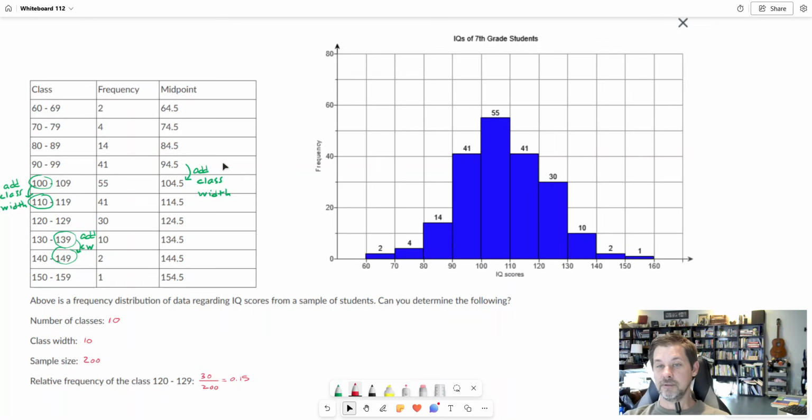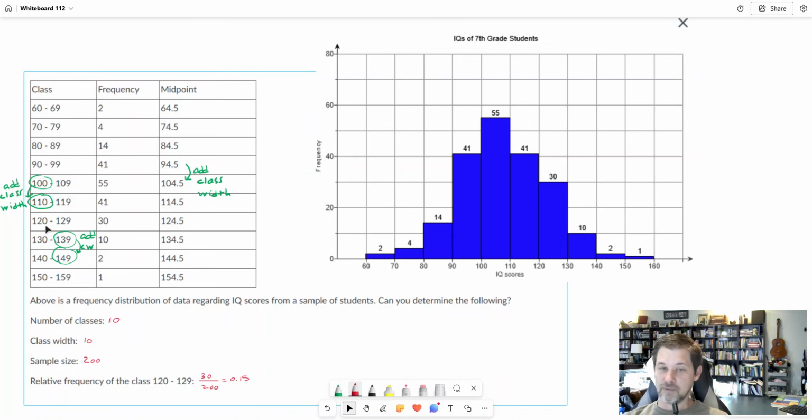Or it also works with the midpoints. If you take the midpoint of any class and you add the class width, you'll get the next highest midpoint. So 94.5 plus what is 104.5? 104.5 plus what is 114.5? So either way you look at it, lower class limits, upper class limits, midpoints, if you add 10 to any one of them, you get the next highest one. That makes the class width 10. If that number's not obvious to you, you can take any one of these and subtract the one that comes before it.